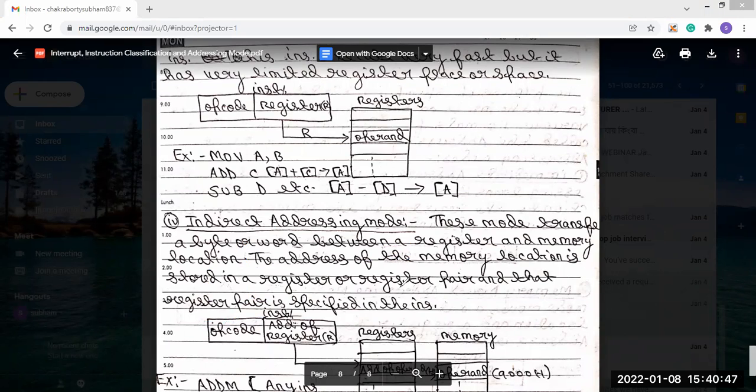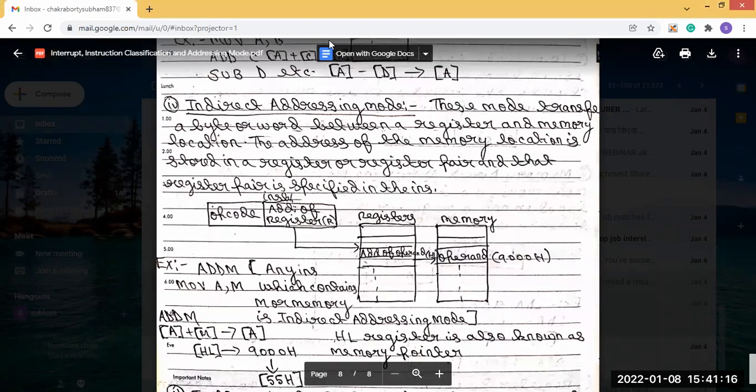So here the transfer is between a register and a memory location. The address of the memory location will be stored in the register or the register pair, and that register pair is specified in the instruction. The instruction format will be divided into two parts, and the first part will contain the opcode.